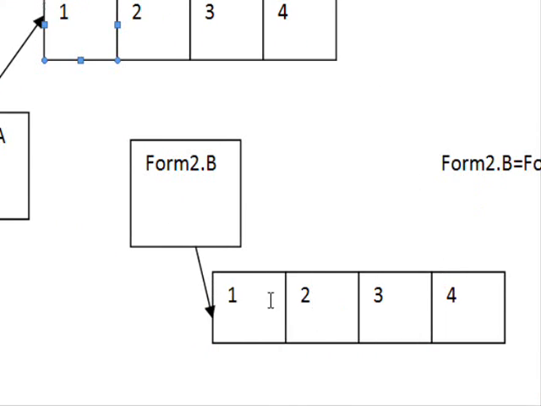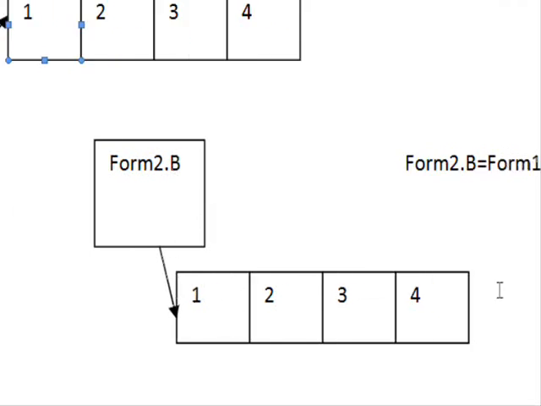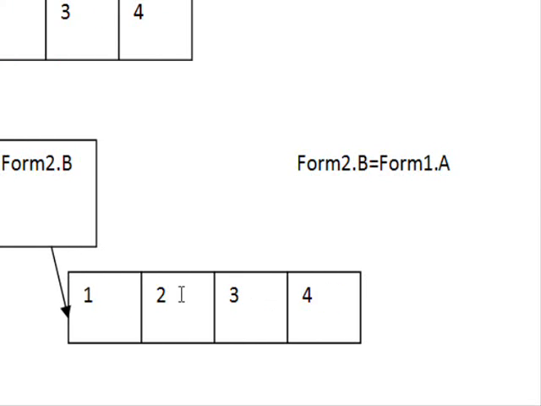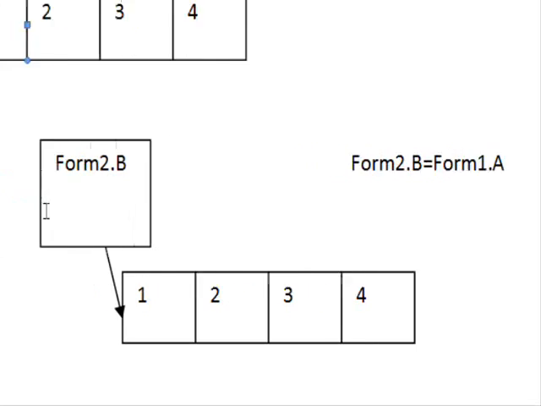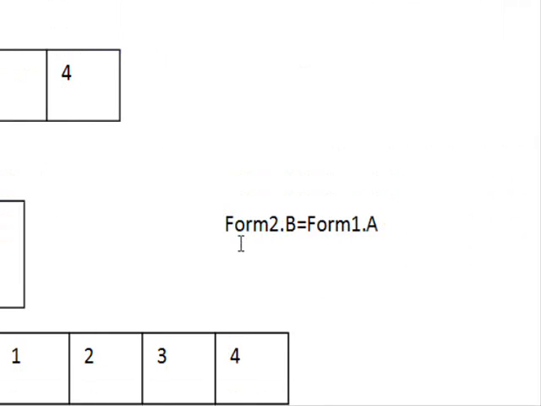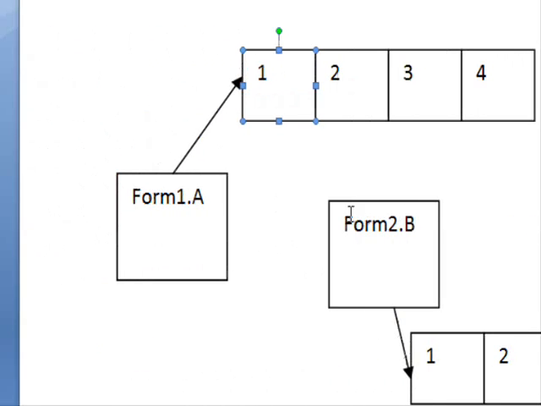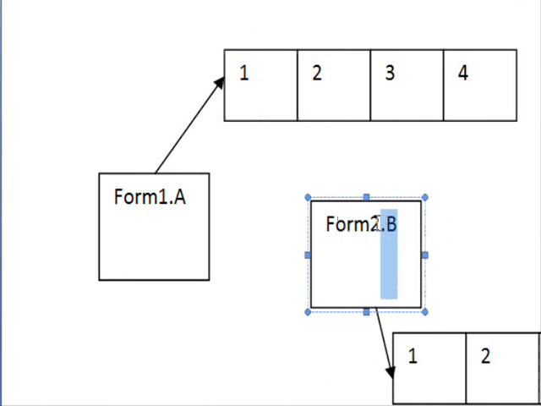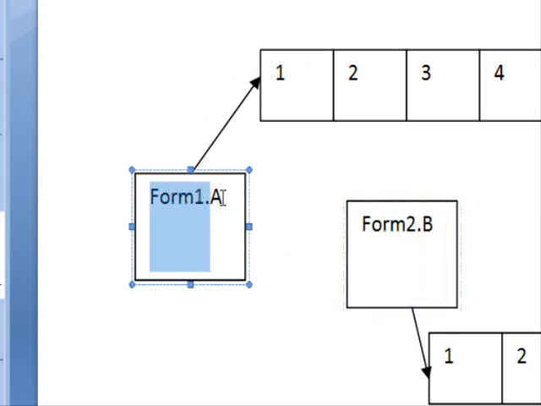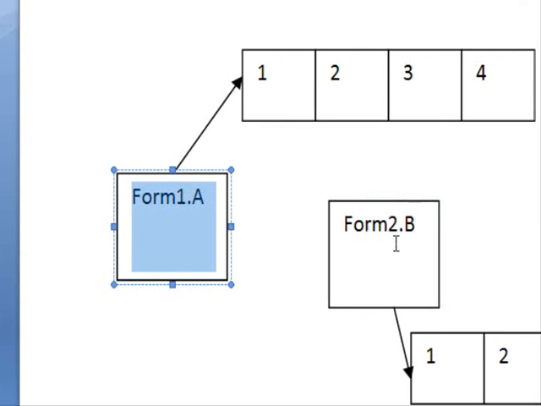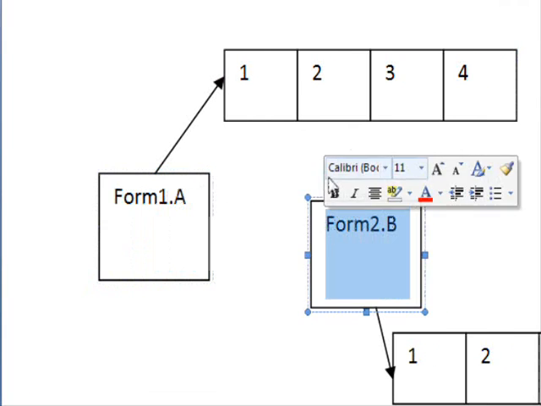If you have, let's say, an array, a collection, it's an object, which means also it's going to point to where the information is. Now, one of the problems you must be facing is that you say something like this: form 2.b equal form 1.a, which means I want to copy this collection here into here.